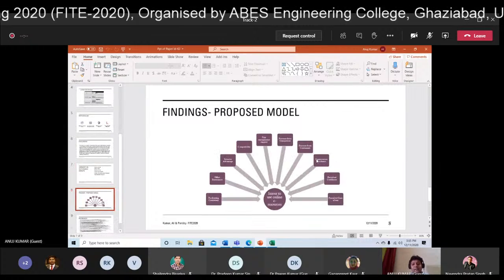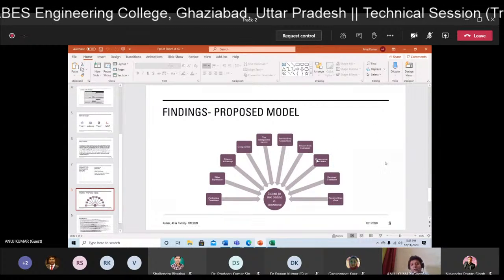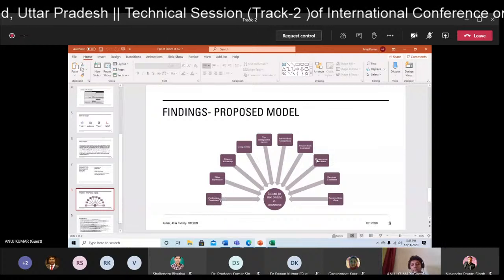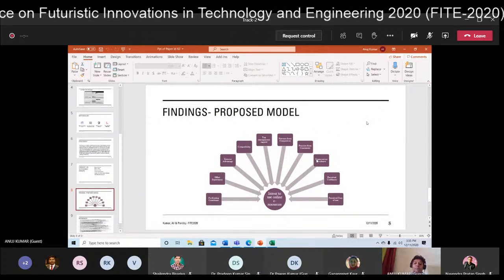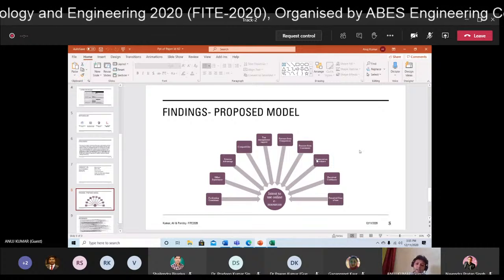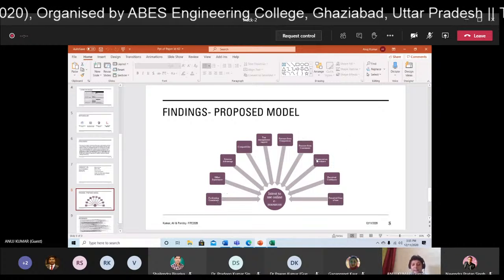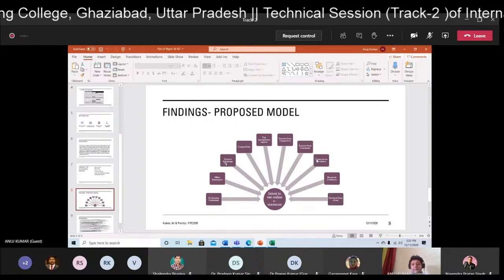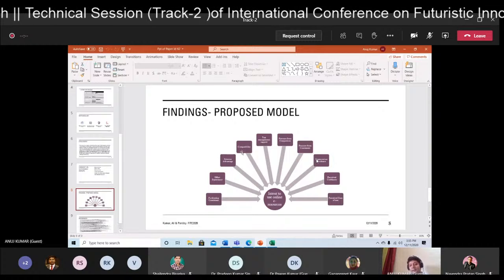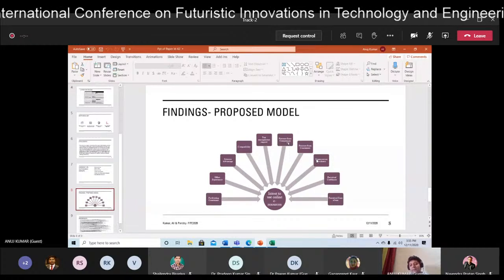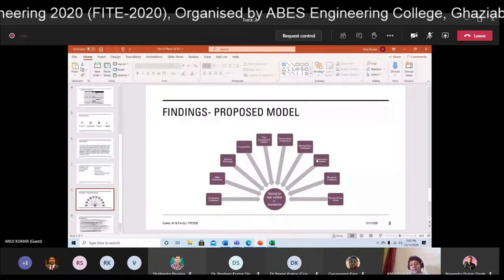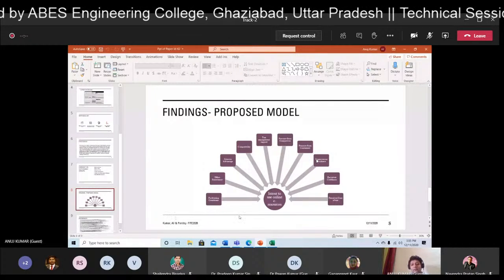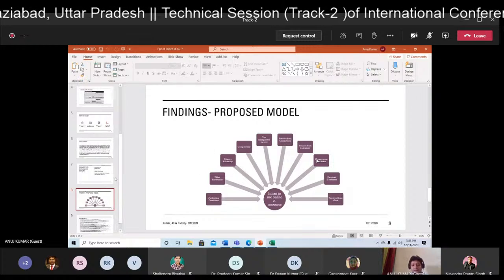So the finding of my study is this proposed model, which I have given on the basis of literature review. This model has the adoption factors from TOE, from UTAUT, and from the TAM model: facilitating conditions, effort expectancy, relative advantage, compatibility, top management support, pressure from competitors, pressure from consumers, organization readiness, perceived usefulness, and perceived ease of use. These can be the factors.